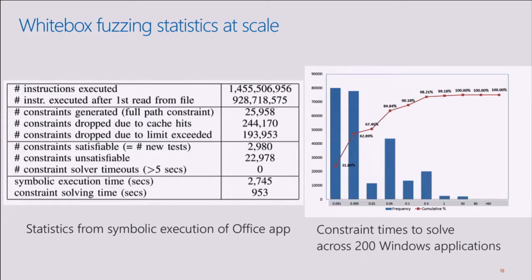And then across 200 Windows applications, we ended up running millions and millions of questions for a constraint solver, and 90% of them were solved in 1/10 of a second or less. So this is the sea change that happened. Things went from being incredibly difficult to solve to taking 1/10 of a second. And that's what we wrapped up for you.